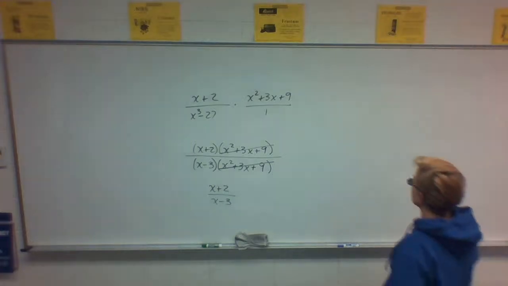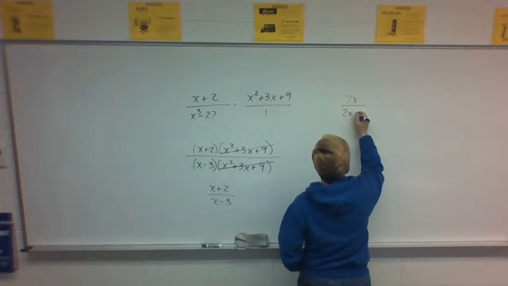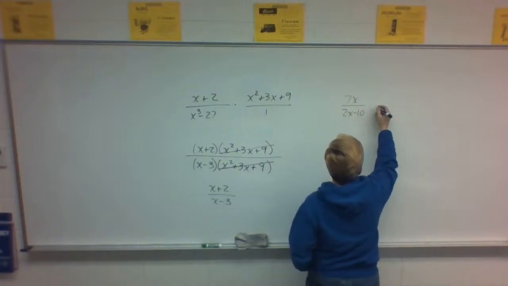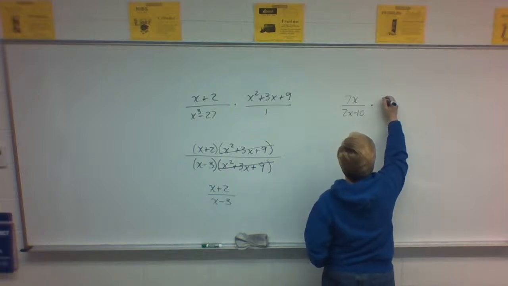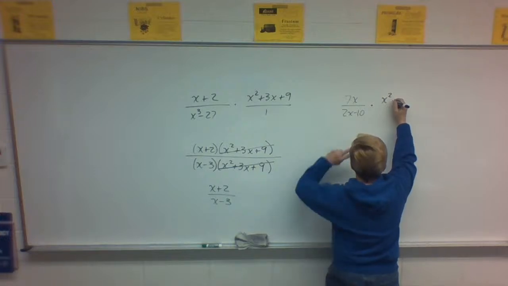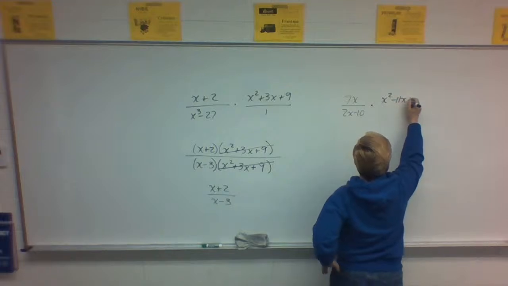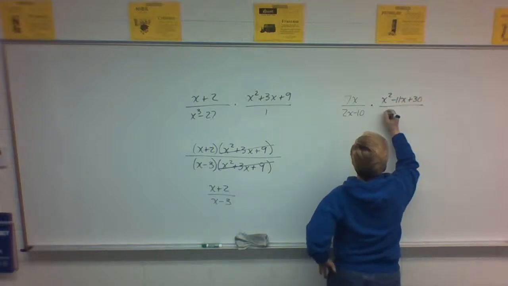Okay, 7x over 2x minus 10. And then it'll be multiplied, it'll be times, right? Yep. And then it'll be x squared minus 11x plus 30 over x squared minus 6x. So then if we're flipping it, wouldn't the signs change too? Nope. You're just going to take that second one and tip it over.